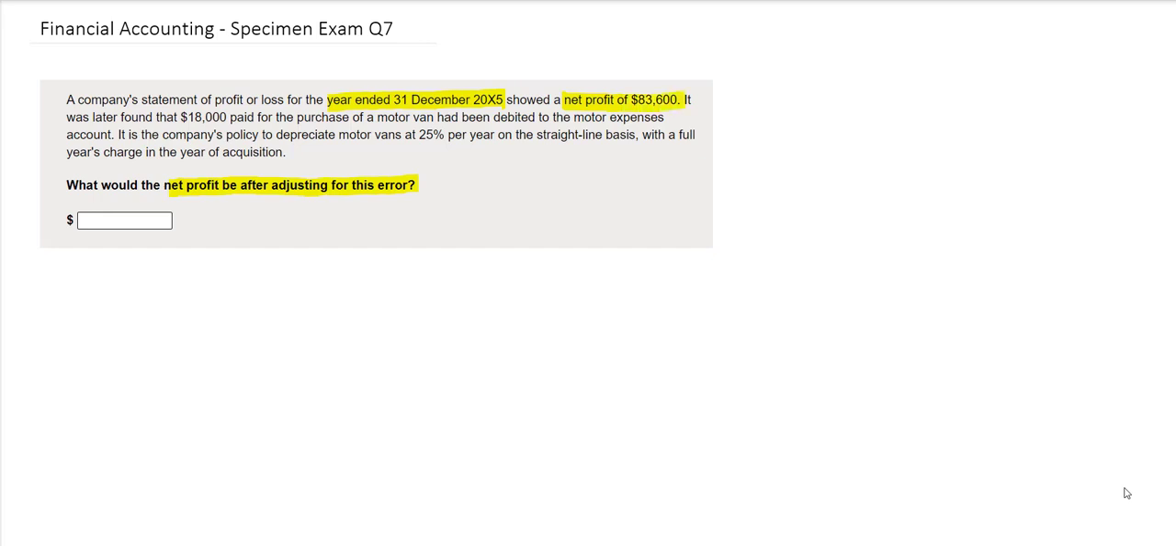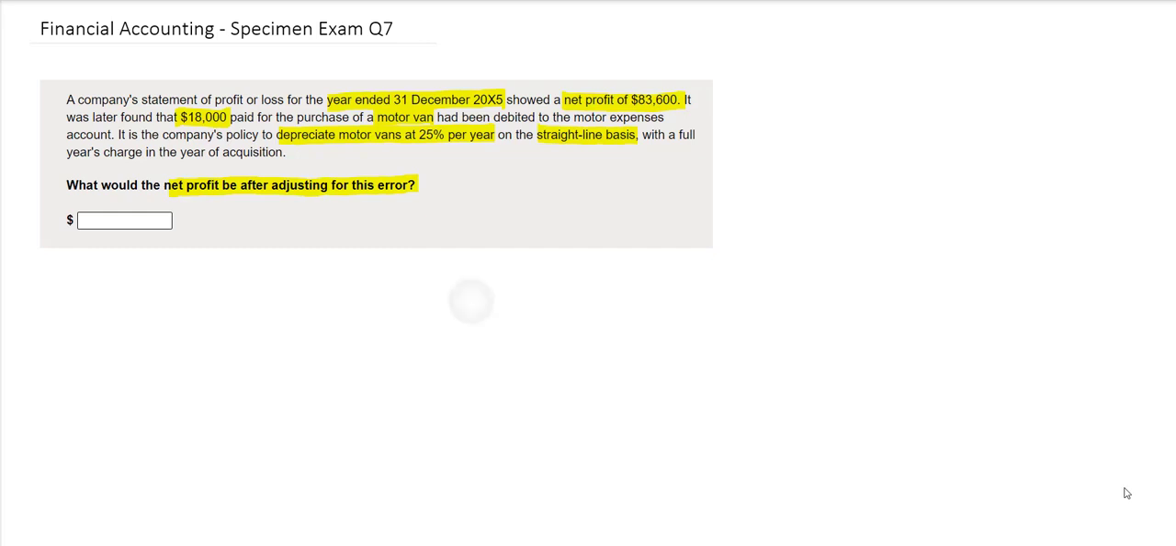$83,600. It was later found that $18,000 paid for the purchase of a motor van had been debited to motor expenses. It also tells us about the depreciation rate, and so its policy is to depreciate motor vans at 25% per year using the straight line basis. It also tells us that there's a full year's charge in the year of acquisition.